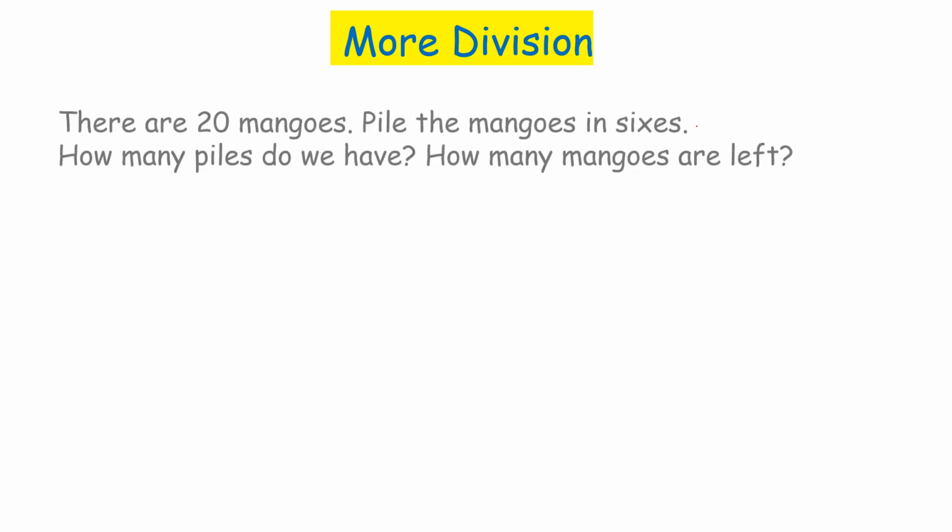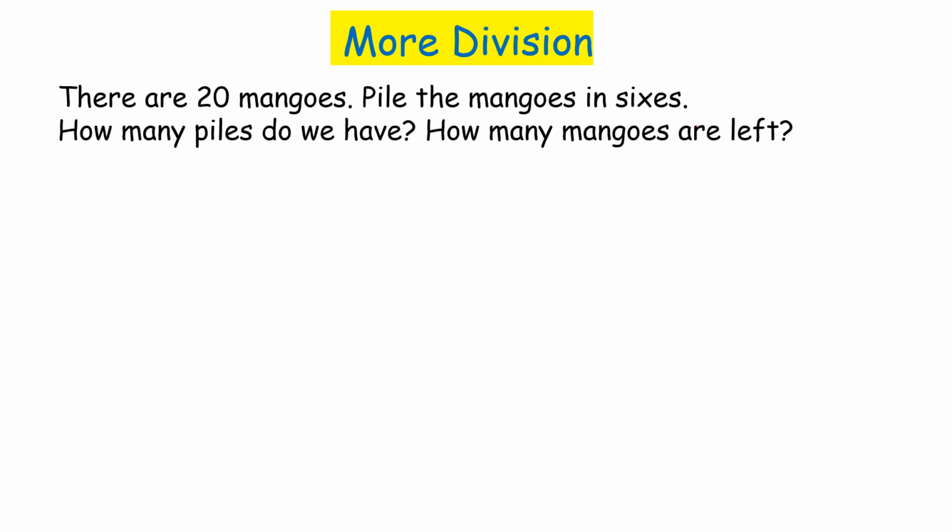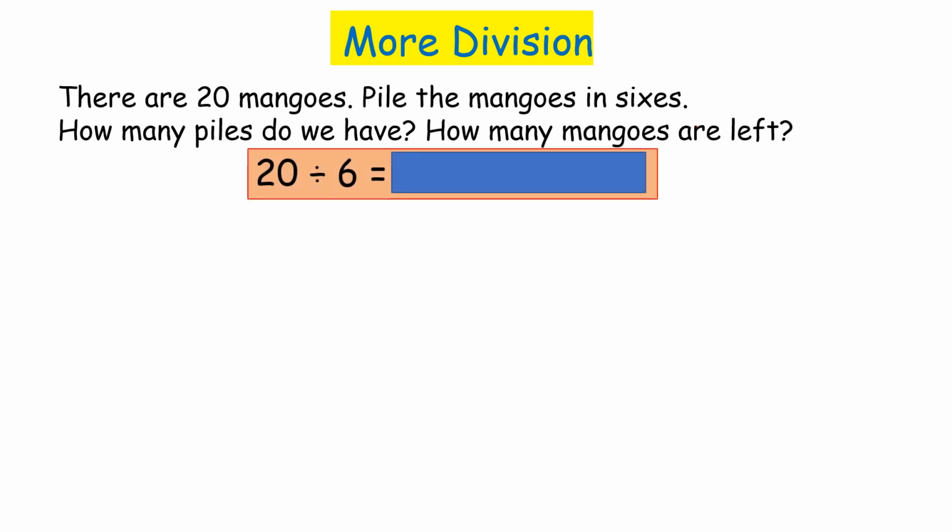Now let us go through our subtopic today, more division. There are 20 mangoes. Pile the mangoes in sixes. How many piles do we have? How many mangoes are left? We have to group the mangoes in 6. Each group will have 6 mangoes. So this is the number sentence: 20 divided by 6 equals.